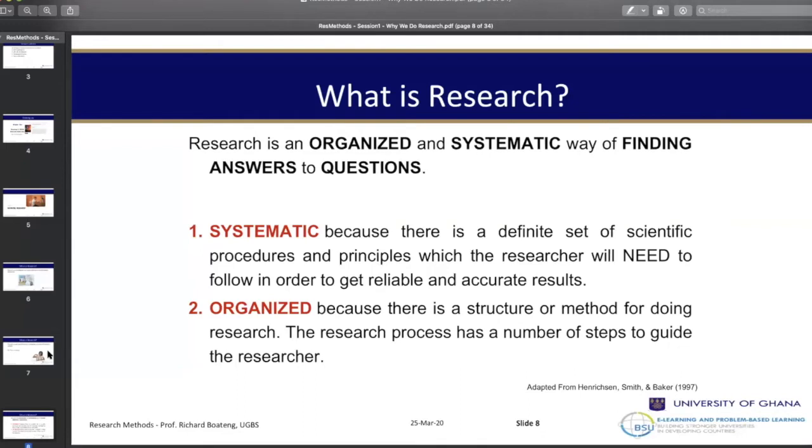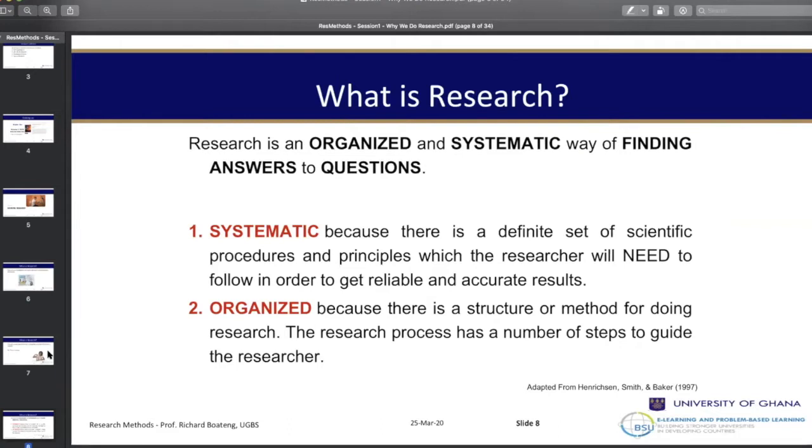So systematic means that whenever we start research, check which discipline you belong to. Are you in the discipline of HR, project management? Are you in the discipline of finance? Are you in the discipline of accounting? What is required of you in these disciplines that you belong to, that you are supposed to carry out research, and that research can be deemed to be reliable and accurate?